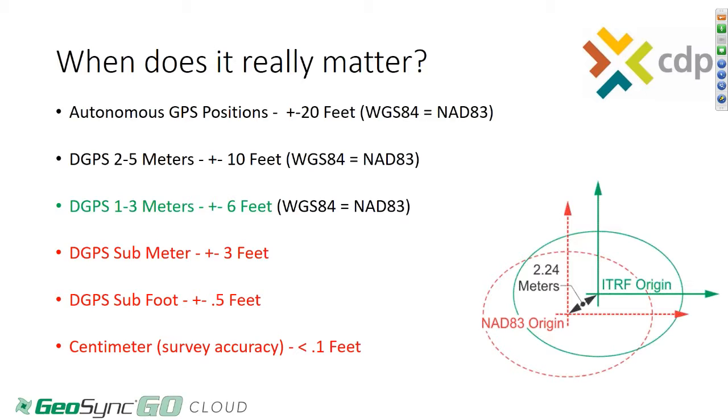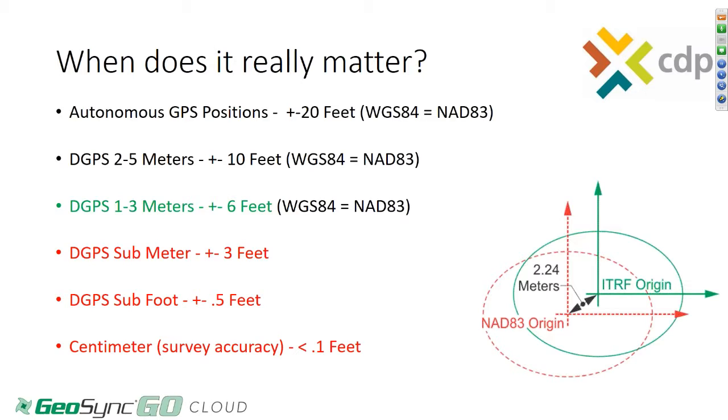Even if we're doing some correction, but our accuracies are in the 10 to 15 feet range, we really still don't need to care about it very much. It's not worth the effort to dig in and worry about the differences. When we begin to get into this 1 to 3 meter range, somewhere between 6 and 10 feet, then maybe we need to begin to think about it, because the difference between WGS84 and NAD83 is about a meter.